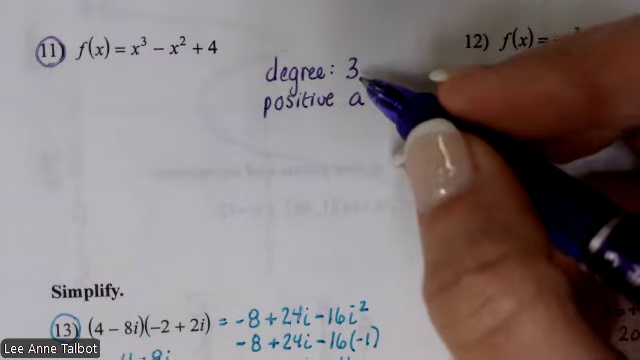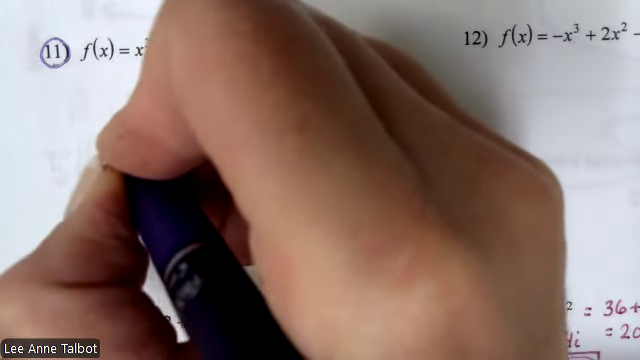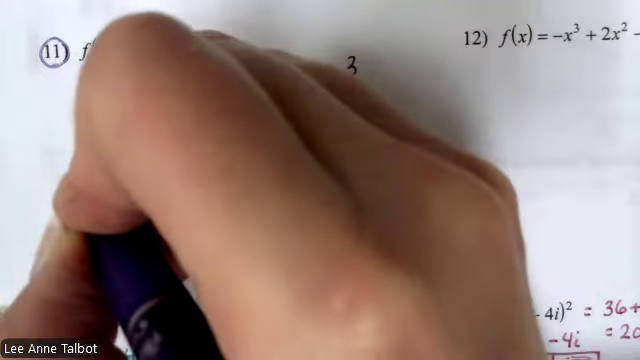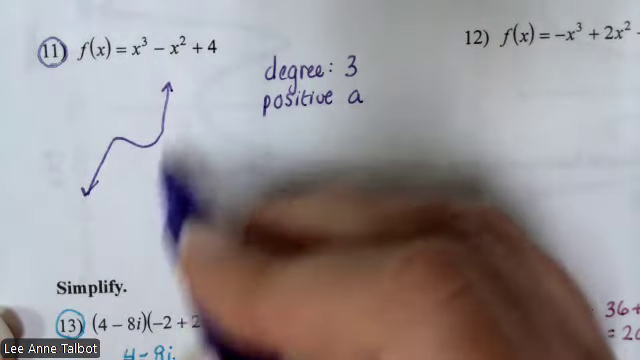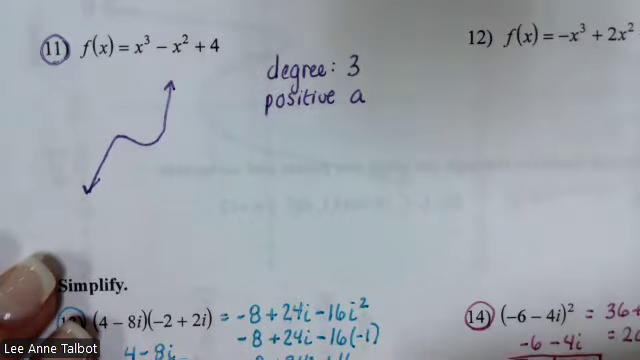So degree 3 is going to have 3 directions. Positive A means that it's going to increase over time. So start low, end high. Again, I don't care about the size of your bumps here. I just need 3 clear directions, starting low, ending high.